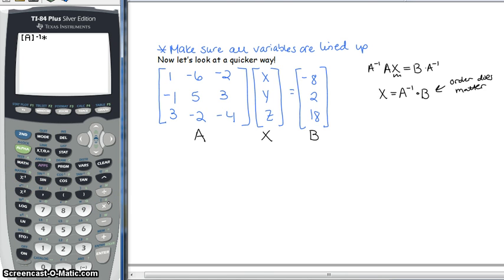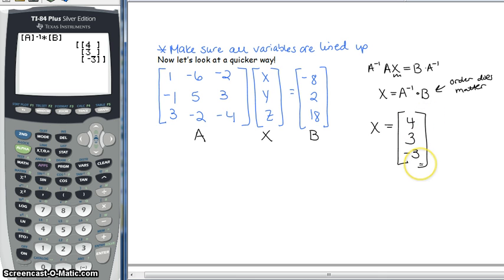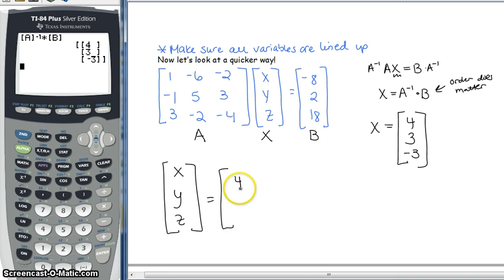You can hit multiplication, you don't have to, so we go to second inverse again, go down to number 2, because we want to use B. So our unknown, our x, is equal to the inverse of A times B. We hit enter, and it tells us that x is equal to 4, 3, negative 3. This is representing our x matrix. So this is saying x, y, z is equal to 4, 3, negative 3.